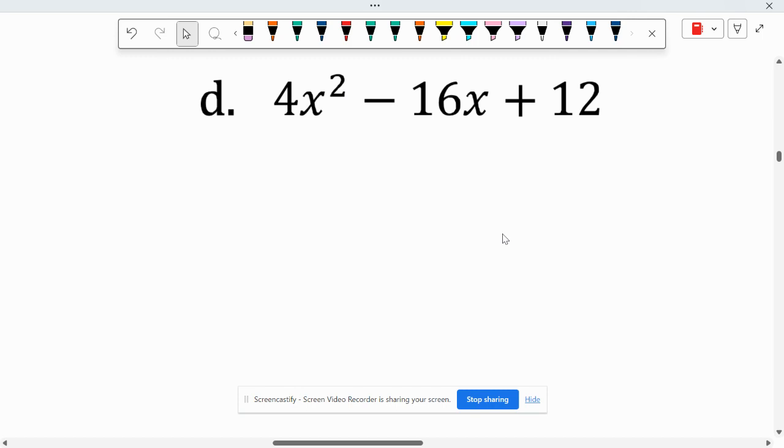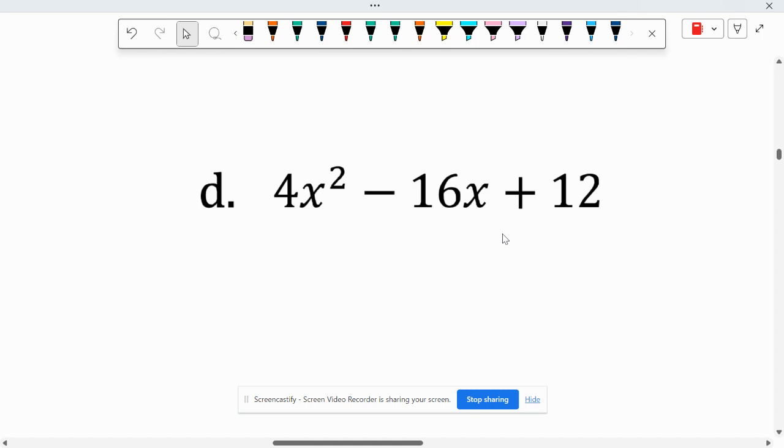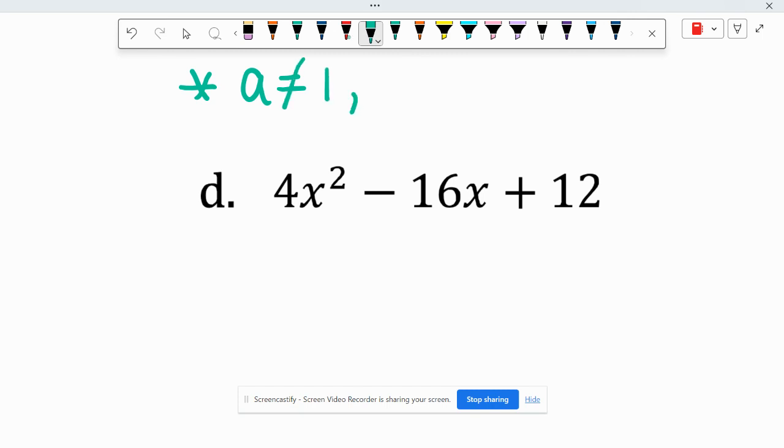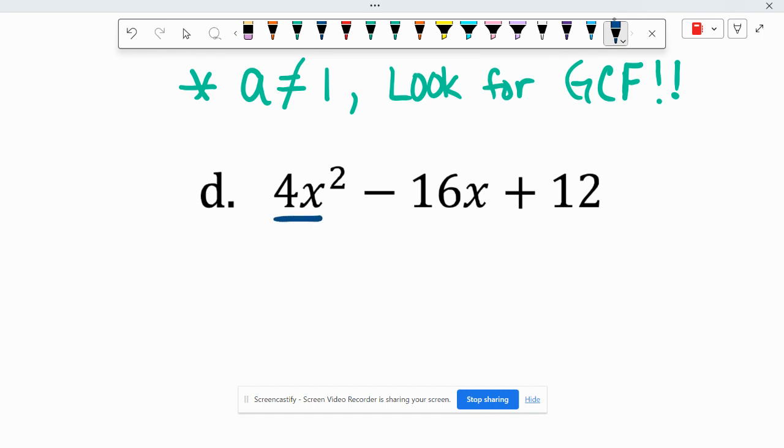Okay, so remember the first rule of factoring. So here's a little note, I would say. If A does not equal 1, the first thing I would do is look for a GCF. If A doesn't equal 1, look for a GCF and see if you can make A equal 1, right? So is there a greatest common factor, something that I can divide every single one of these terms by? Yeah, 4.